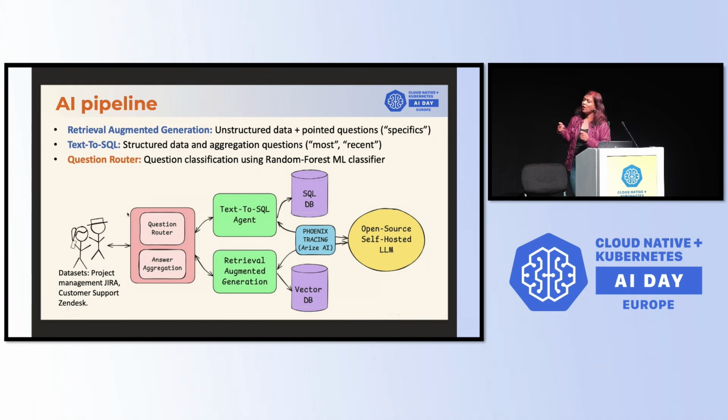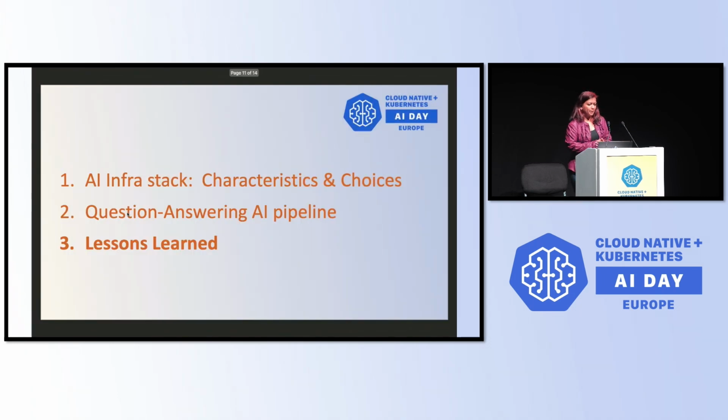The blue box is Phoenix. Phoenix is an open source project from Arize AI, which worked really well out of the box for auto instrumentation. This meant that everything from input tokens, output tokens, inference timings, and the specific chunks chosen as part of RAG were all shown out of the box in a nice GUI environment, and that worked really well for us. Okay, so this is the high level of the AI pipeline. We wanted to conclude with some of the lessons learned in this process.